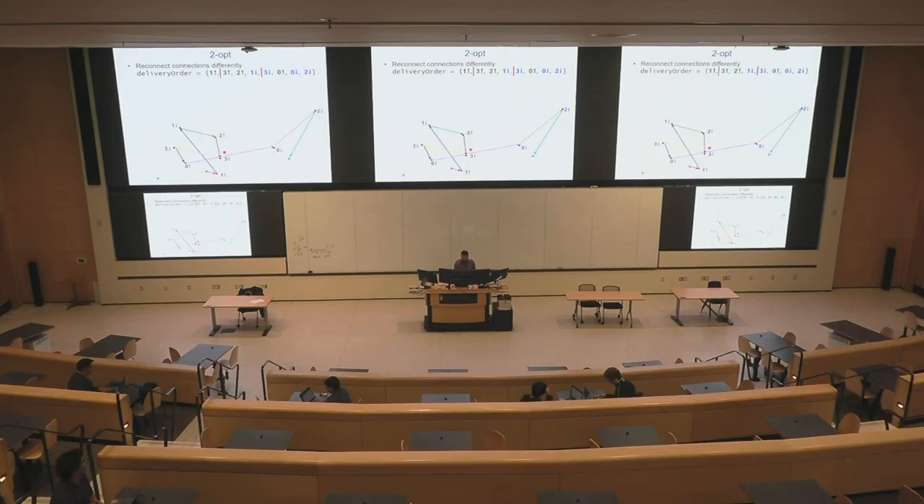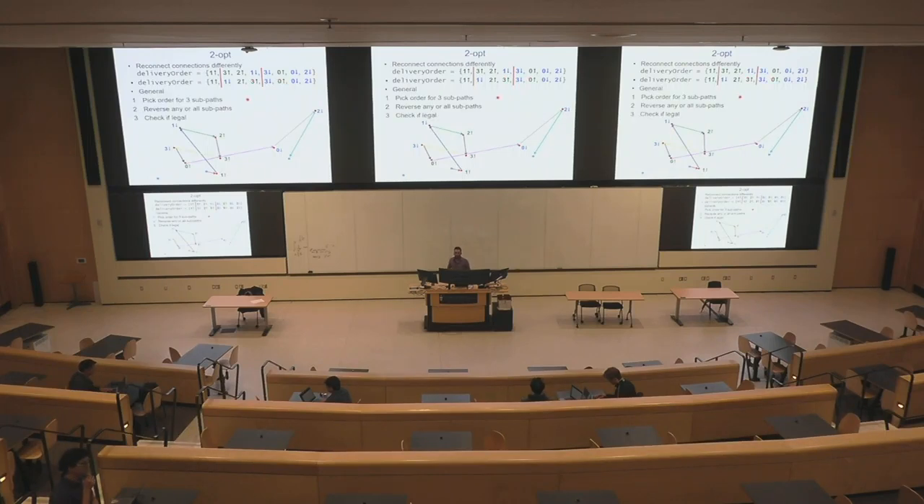I have to reverse it. So I reversed the 3 to 1 to 3 to 1 to 3, and this is my new delivery order. Okay. So in general, with any 2-opt perturbation, there are 3 steps that you can follow.